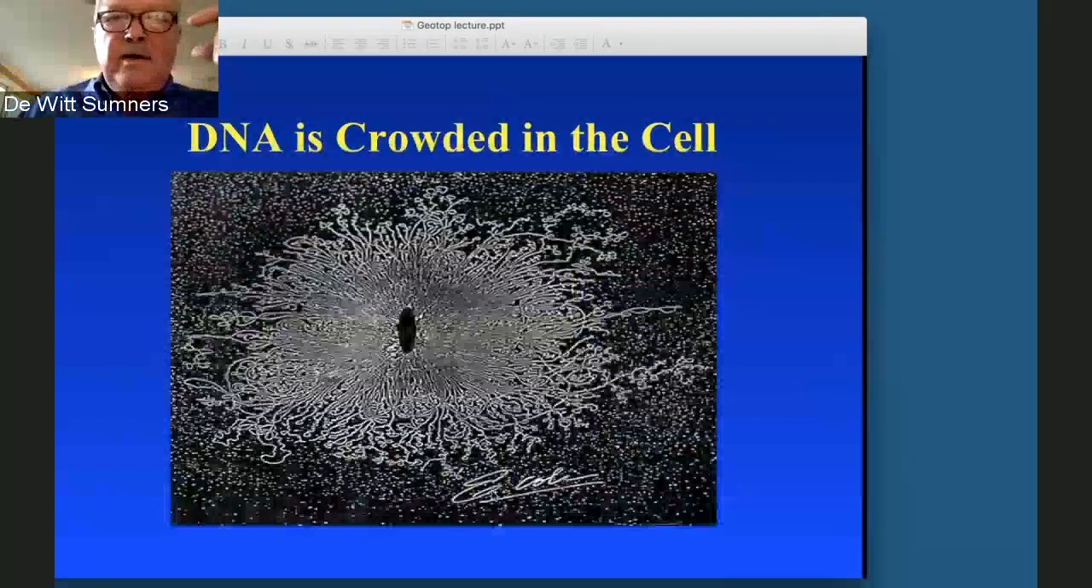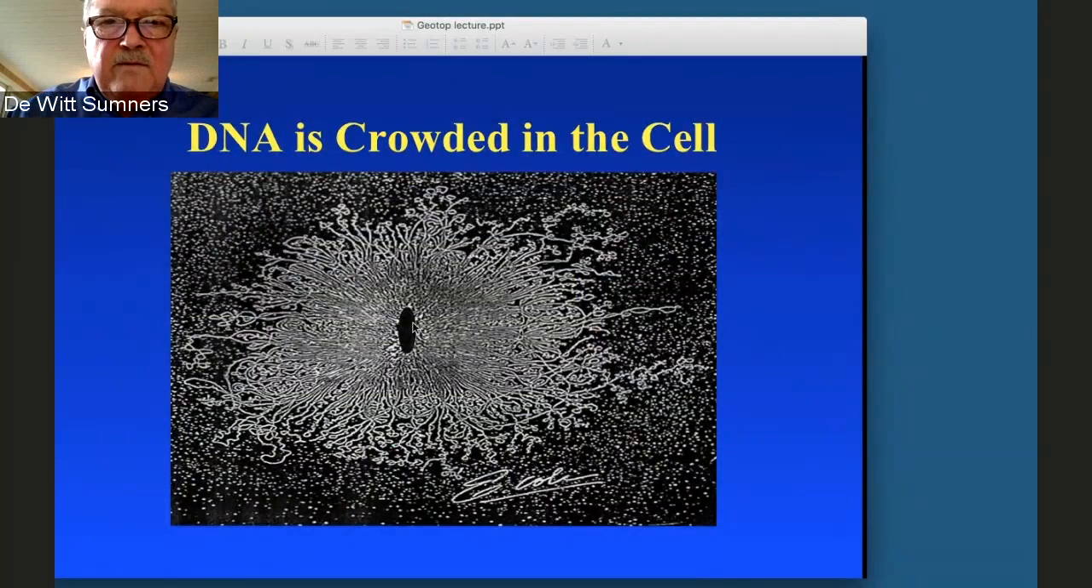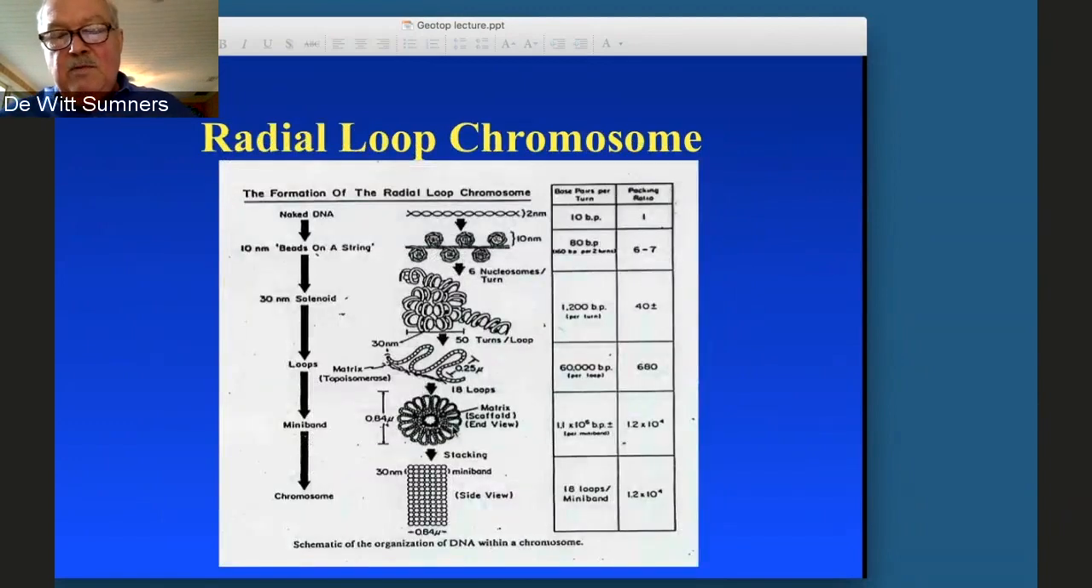Also, the DNA is very crowded in the cell. So this is a picture of the genome for E. coli, the bacterium. It's 50,000 base pairs or so, and all this DNA has to be embedded in this very small volume. And here's a schematic of a chromosome for humans. And the DNA starts out with naked DNA here.